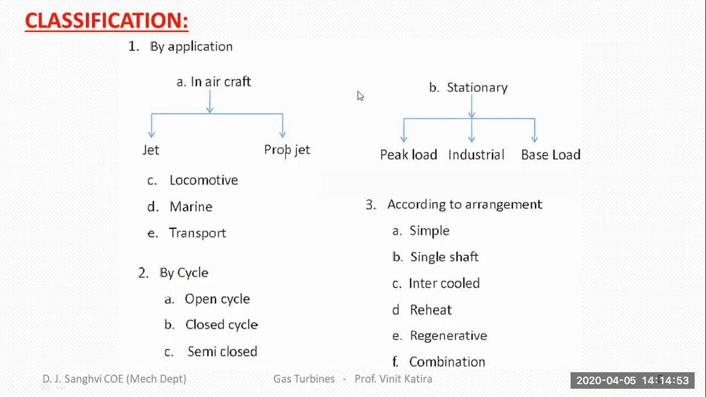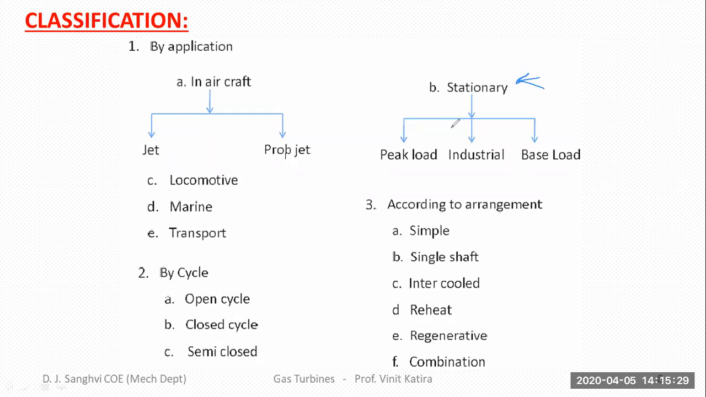So we can classify the gas turbine power plant in terms of their uses. It can be used in an aircraft in a jet or turboprop engine. It can be used in locomotive engines, and it has very limited or negligible applications at the current time in marine or transport. But it is more prominently used in the stationary power generation units.